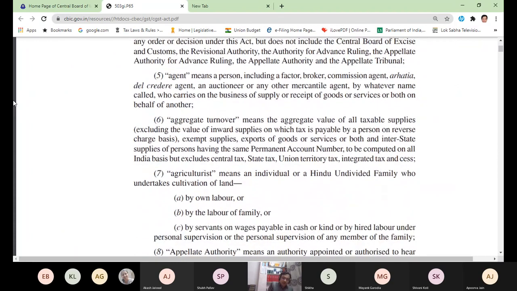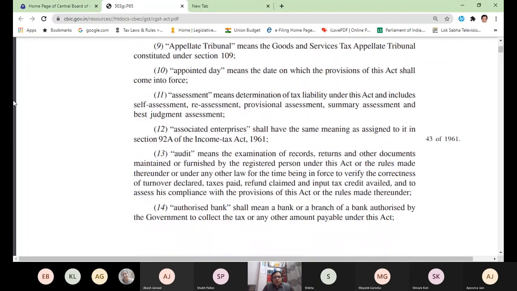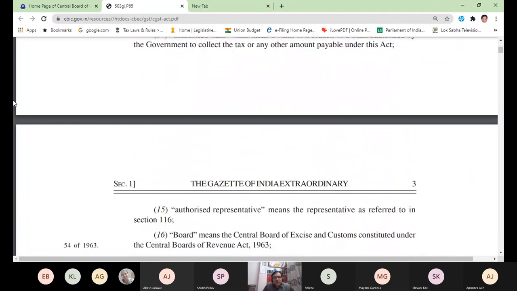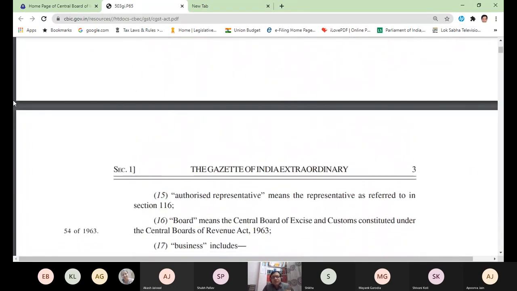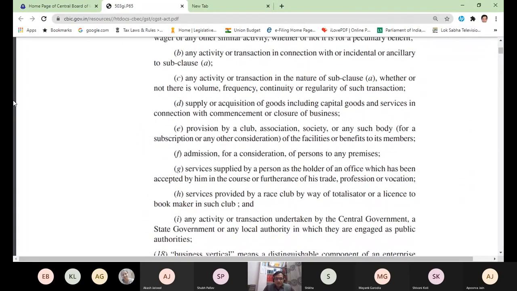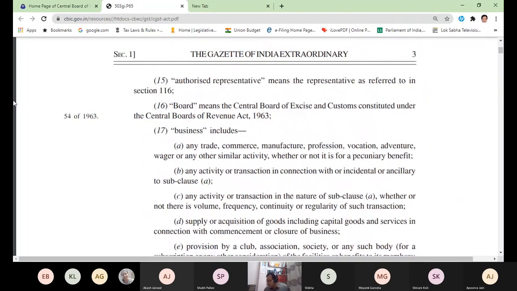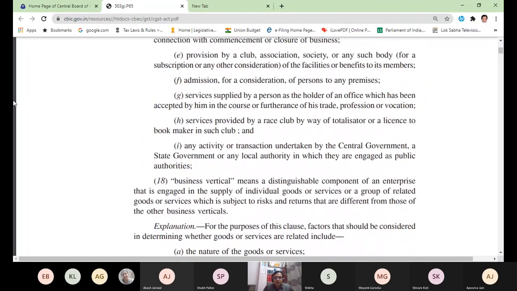Aggregate turnover, that you will be required. So please note down those subsections which you will require. You will require the definition of section 2 clause 6, aggregate turnover. And you are not required to learn all the definitions. For the timing, I'm telling you only the most relevant ones, which we cannot ignore. Business, what is business? Section 2 clause 17 is required. These definitions you have to do in any case.